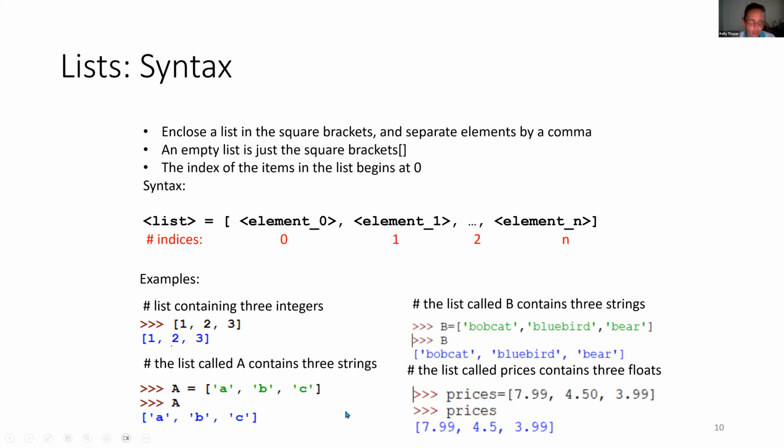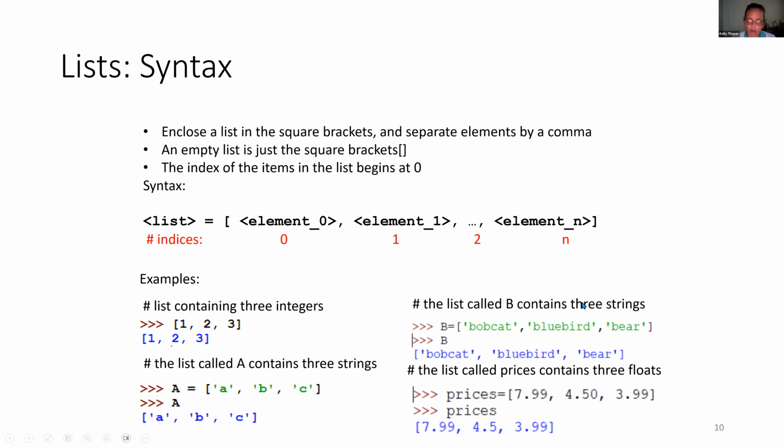This happens to have 3 strings in it, which are of length 1. And we can ask Python what this is. Here's a list called B that contains 3 strings that all begin with the letter B. Here is a list called prices that contains 3 floats. So here we have some various floats, and that's in a list called prices.